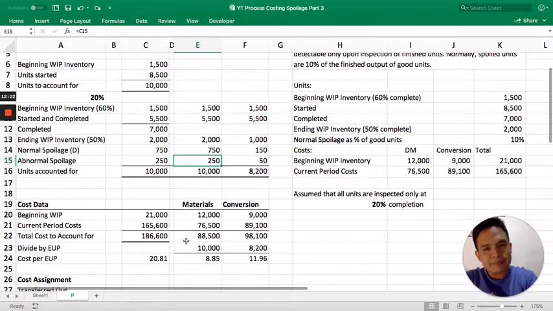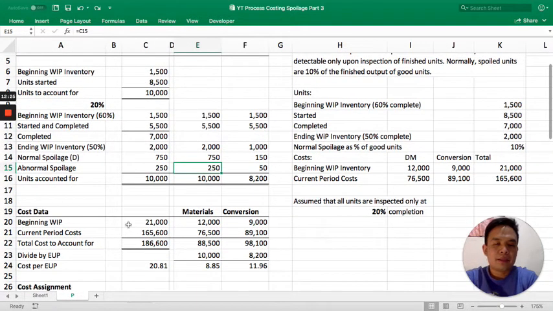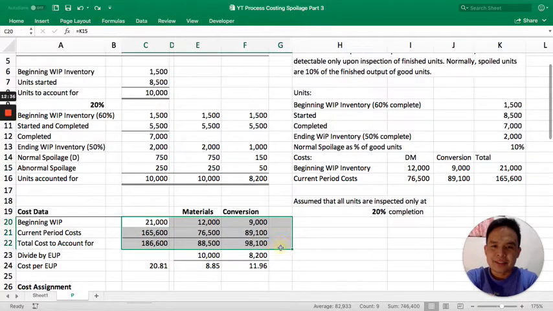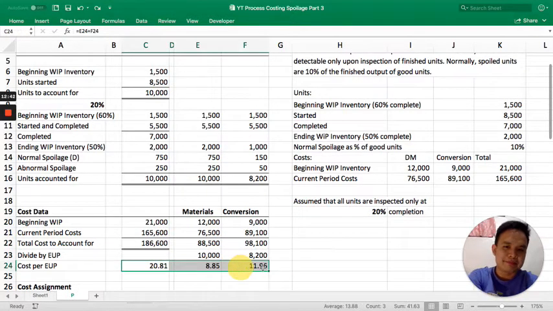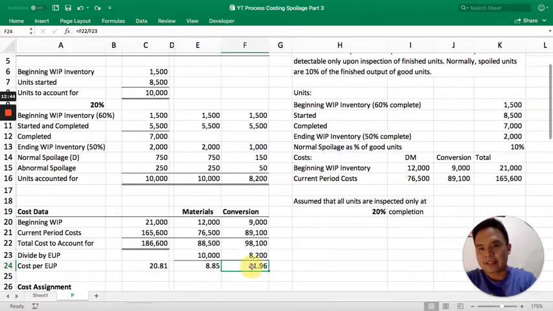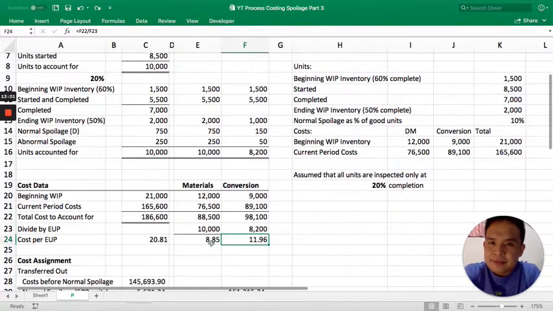Cost data. What's the change in cost data pag nag-move ang inspection point? Ang sagot ay, wala. Hindi naman magbabago magkano ginastos mo. Same, no? Yung EOP magbabago simply because nag-change yung EOP sa taas. So, mag-change yung cost per EOP. Naging 8.85 and 11.96 na siya. Next.